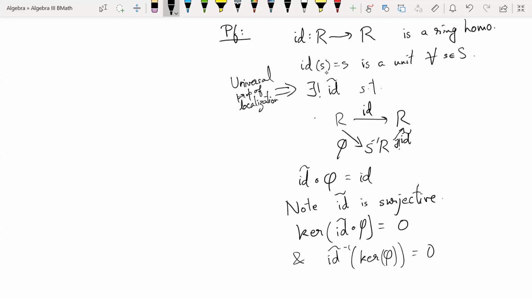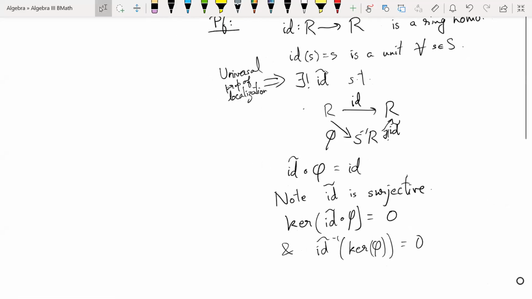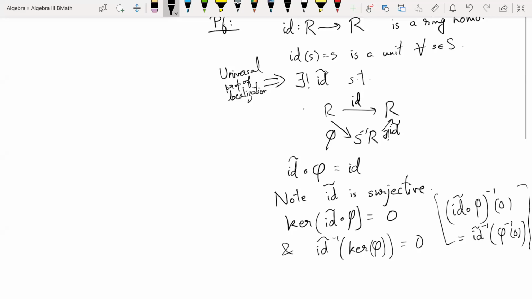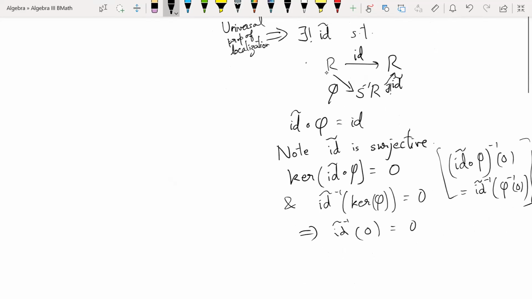So the kernel of any map is basically the inverse image of 0. You can think of it as identity tilde inverse of phi inverse of 0, and phi inverse of 0 is the kernel of phi. So this is the explanation. But kernel phi is 0, and this is the same as identity tilde inverse of 0 is 0. This implies this is 0, but this is precisely the kernel of identity tilde. So that tells you that identity tilde is injective. So we sort of did it without using elements in some sense.